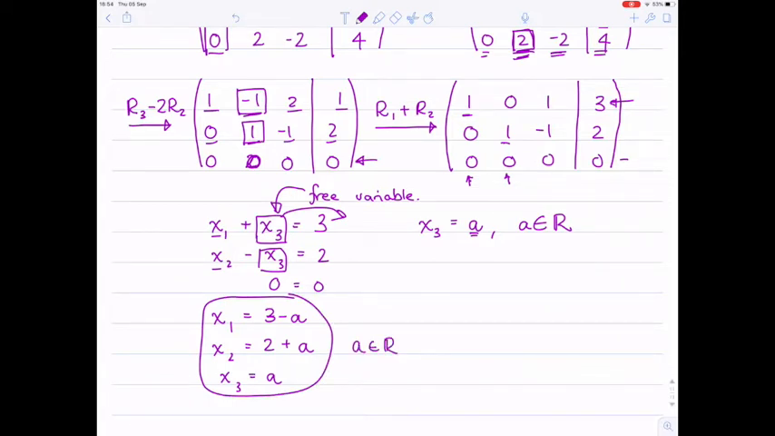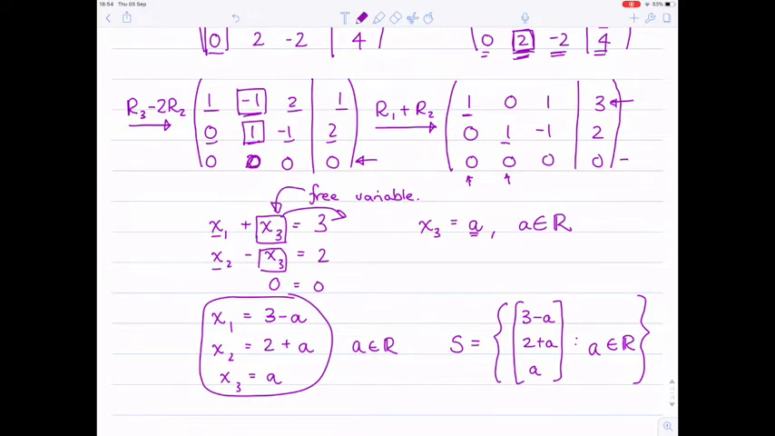We can actually write the solution set as follows. Our solution set is equal to the set of all column vectors that look like 3 minus a, 2 plus a, a, where a is an element of the real numbers.